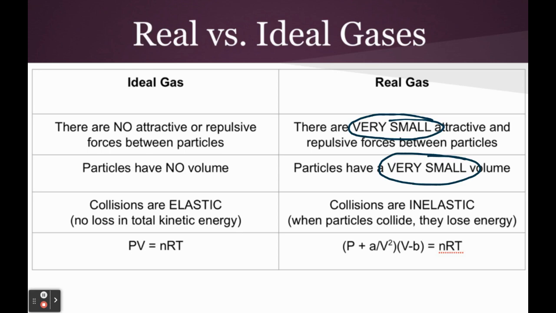In dealing with ideal gases, collisions between molecules are completely elastic, which means when they hit each other, they lose no kinetic energy. In a real gas, collisions between molecules are inelastic, so they do lose a small amount of energy when they hit each other. And as you can see, our ideal gas law equation is PV equals nRT. The real gas equation is a bit more complicated. So all of the calculations that we make will be based off of ideal gases.